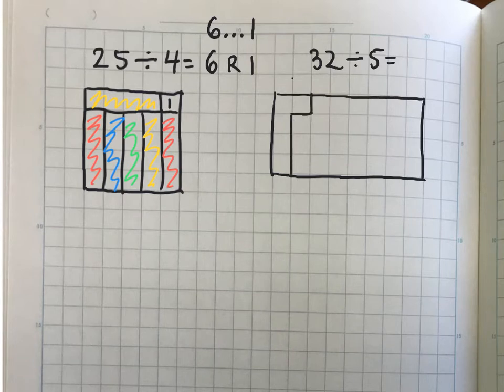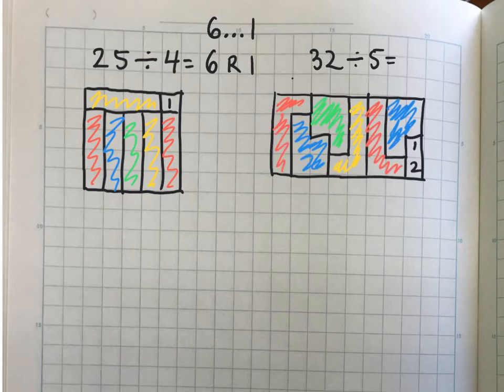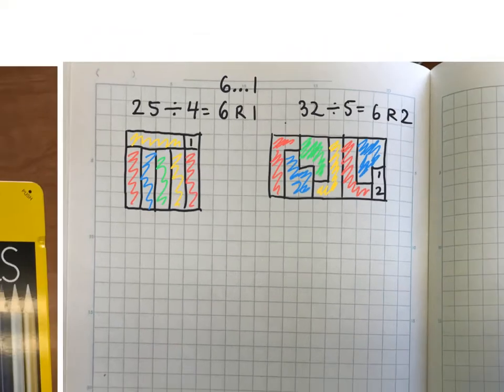I'll go like this, 4, 5. And then that's 5 more, and 5 more, and 5 more, like this. And then this. And then I have a remainder of 2. So the answer would be 1, 2, 3, 4, 5, 6 with the remainder 2 for 32 divided by 5.